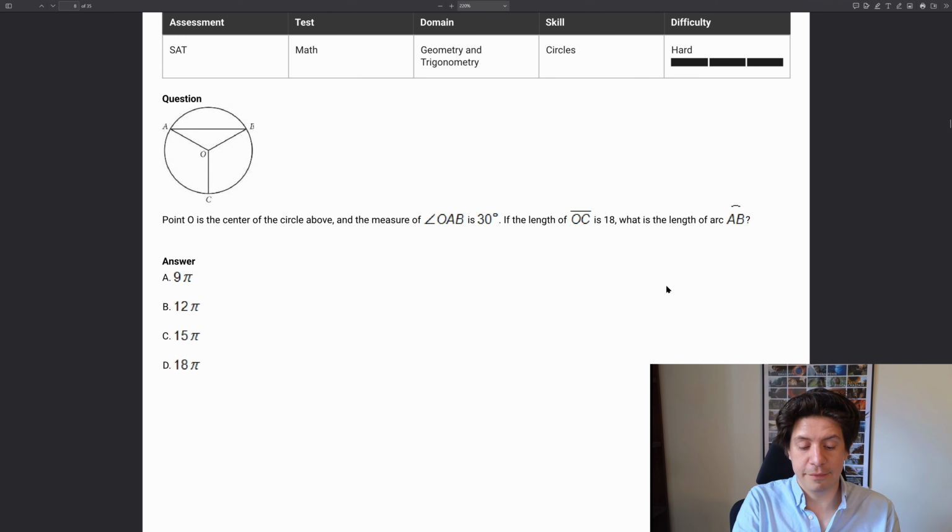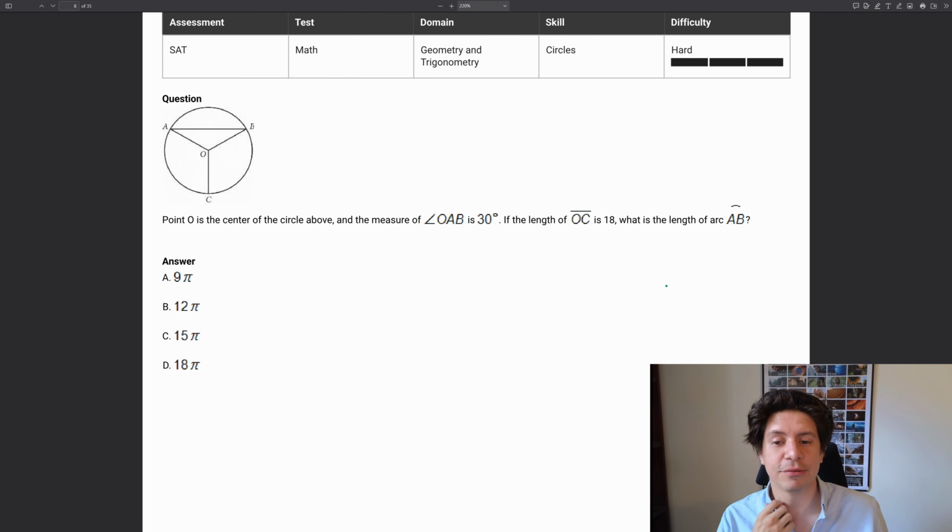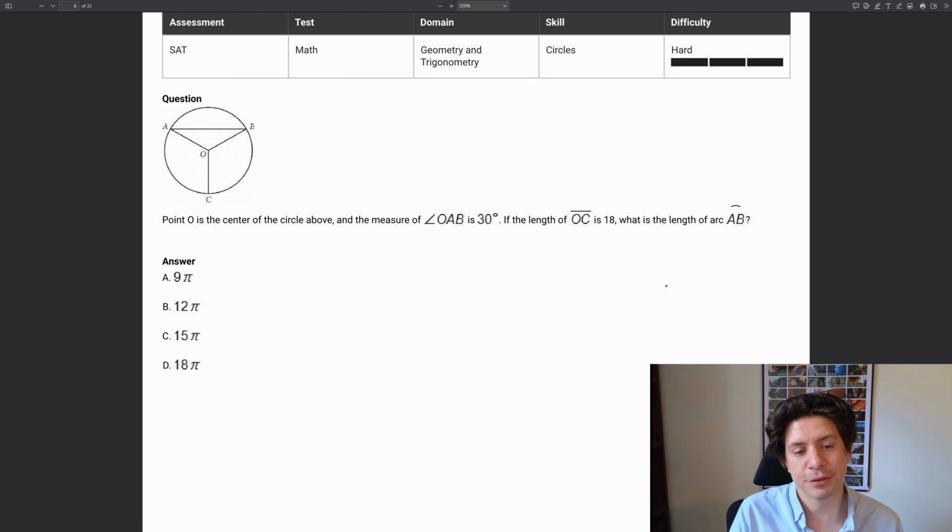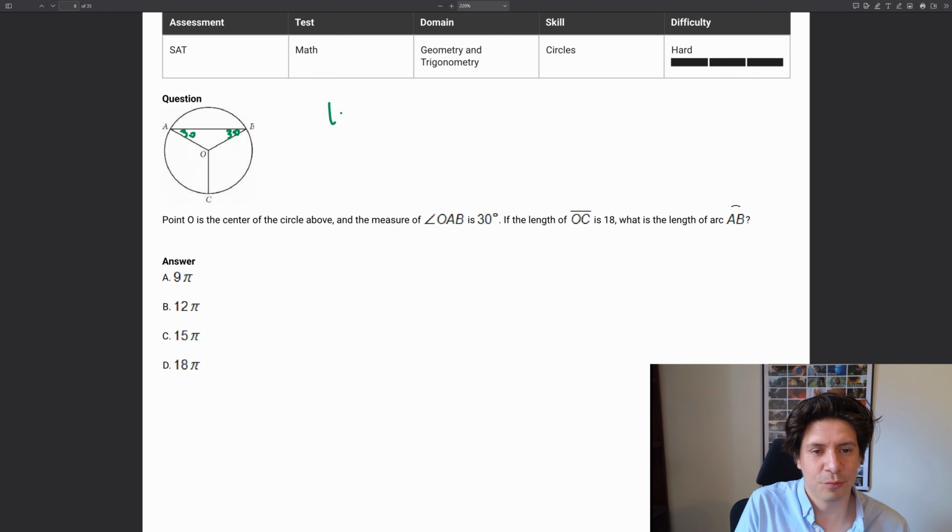All right, and we have this one here. This one you don't really use Desmos for. Point O is the center of the circle above, and the measure of angle OAB is 30 degrees. If the length of OC is 18, what is the length of arc AB? So OAB is here. This is 30. That means that this is 30. That means this is 180 minus 60, so it is 120.